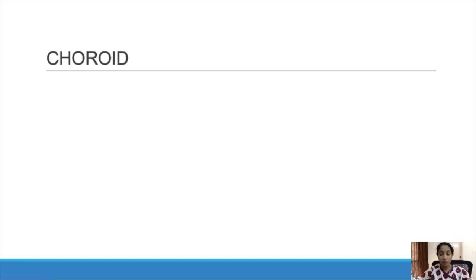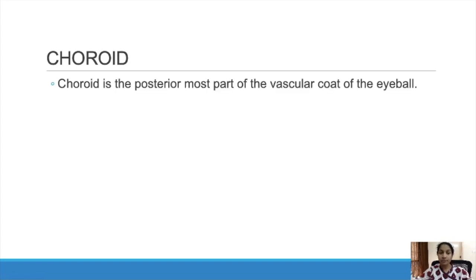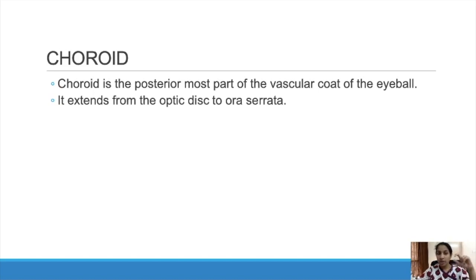That is ciliary body. So iris over, ciliary body over. Next comes the choroid. Choroid is the posteriormost part of the vascular coat of the eyeball, and it extends from the optic disc to the ora serrata. Ora serrata you saw, right? Optic disc is where the optic nerve will emerge. So it is the posteriormost part of the vascular layer, and it extends from the optic disc to ora serrata.